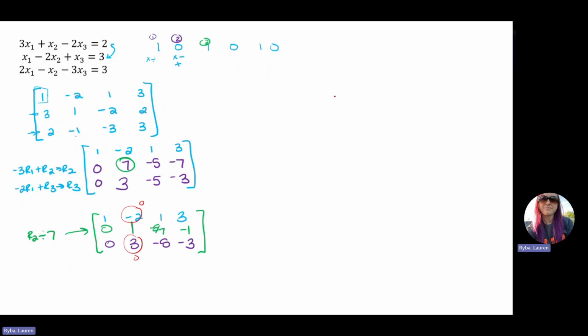So row 2 is the 1 value. So I'm going to take row 2 times the opposite of row 1. That is -2. So the opposite of -2 is 2. So 2 times row 2, add it to row 1, replace row 1.